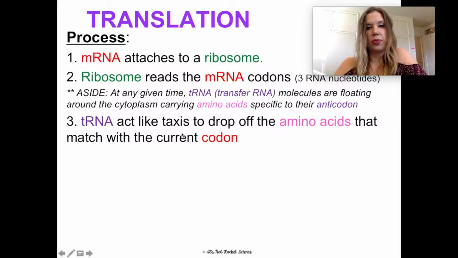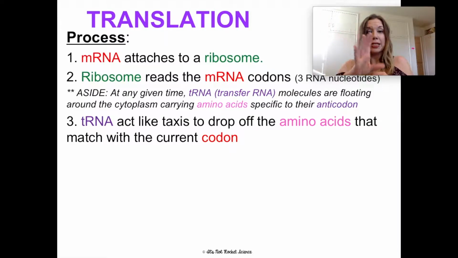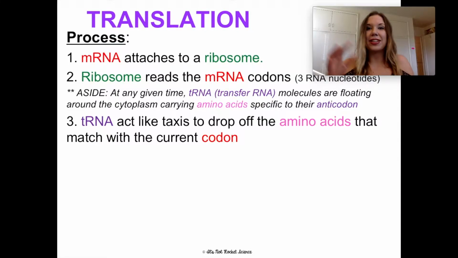Okay. So, because these molecules are always hanging out, they act like taxis to drop off the amino acids that match with the current codon. The ribosome is reading those mRNA sequences, and the tRNA is just floating, and it happens upon the ribosome, and it goes like, hey, that's my BFF. That's my codon for my anticodon. It has to do with chemical bonding and basically there's an attraction there.